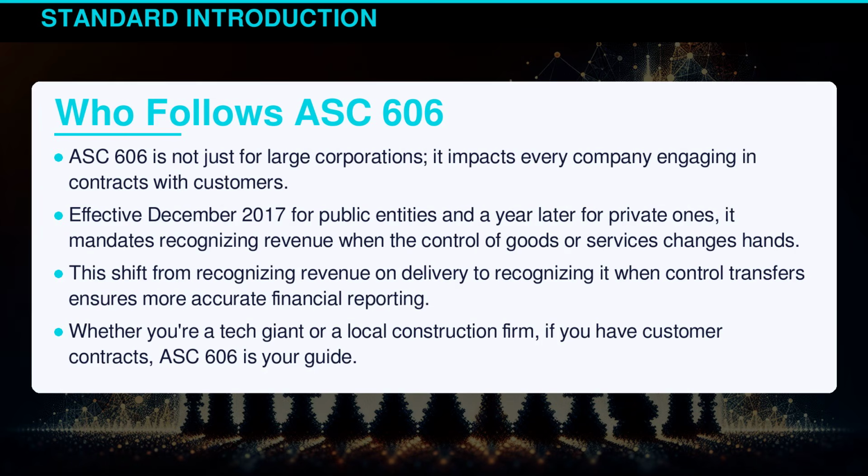ASC 606 is not just for large corporations, it impacts every company engaging in contracts with customers. Effective December 2017 for public entities and a year later for private ones, it mandates recognizing revenue when the control of goods or services changes hands. This shift from recognizing revenue on delivery to recognizing it when control transfers ensures more accurate financial reporting. Whether you're a tech giant or a local construction firm, if you have customer contracts, ASC 606 is your guide.